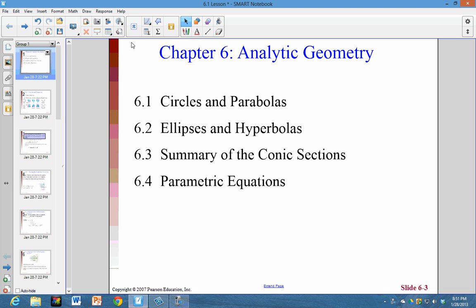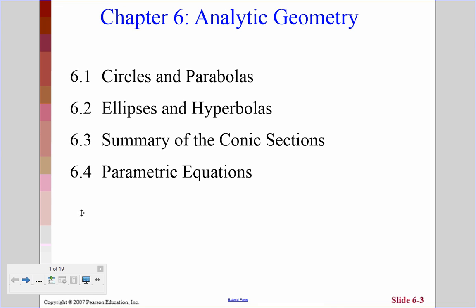Okay, this is chapter 6, Analytic Geometry. This is the first part of chapter 6, circles and parabolas. And today we're also going to just do circles. The other two topics are ellipses and hyperbolas. That's only 4 things we're going to do in this chapter, but that will probably be quite enough.